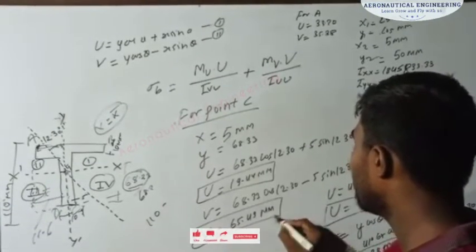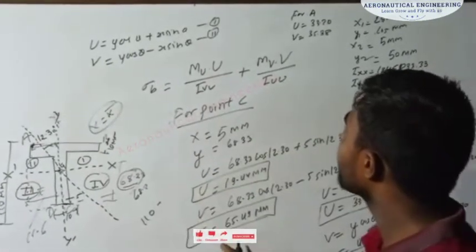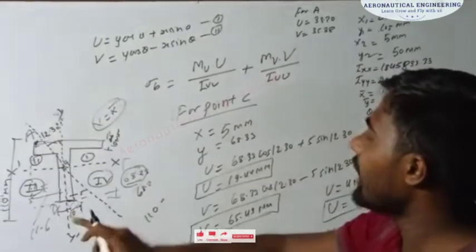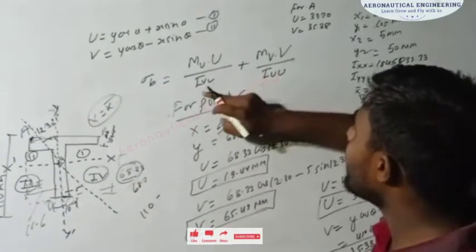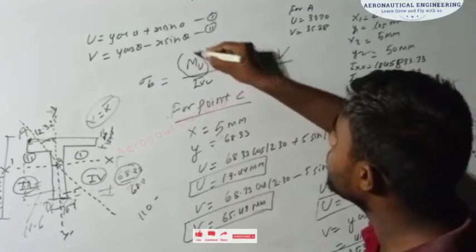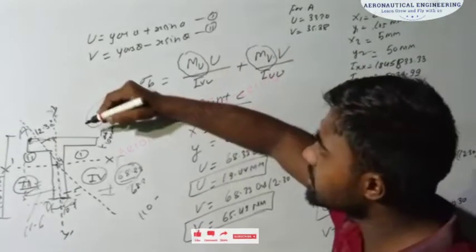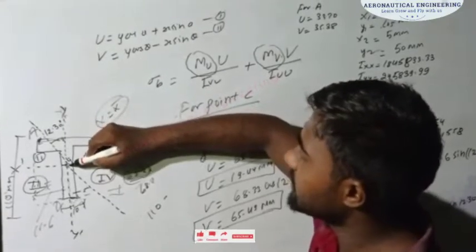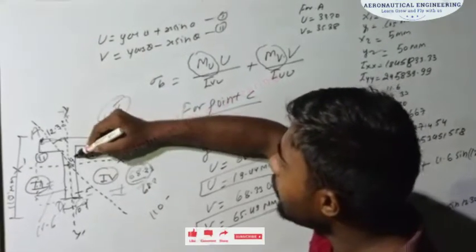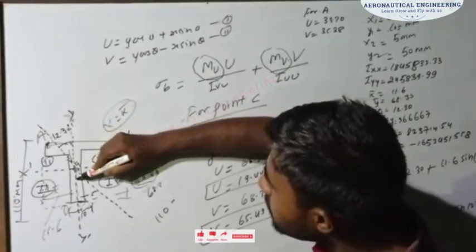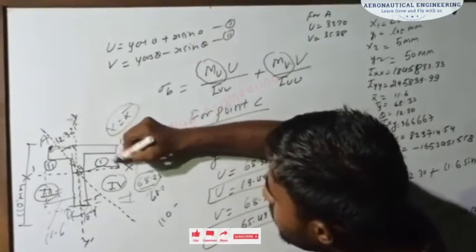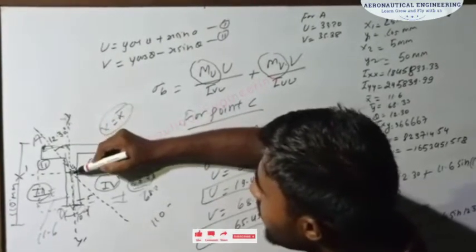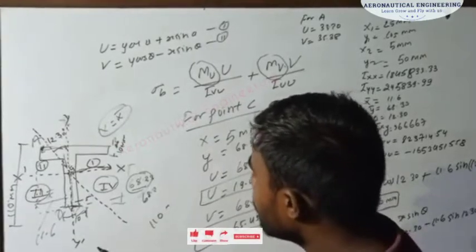After finding the u and v value, we have to substitute in this equation to find out the bending stress for point A and point C. But before finding the bending stress, we have to find out this value, Mu value and Mv value. So just see, this one is the location of principal axis with respect to centroidal axis, inclined at 12.30. Now if we resolve this into two axes, this one has a horizontal axis and this one has a vertical axis.